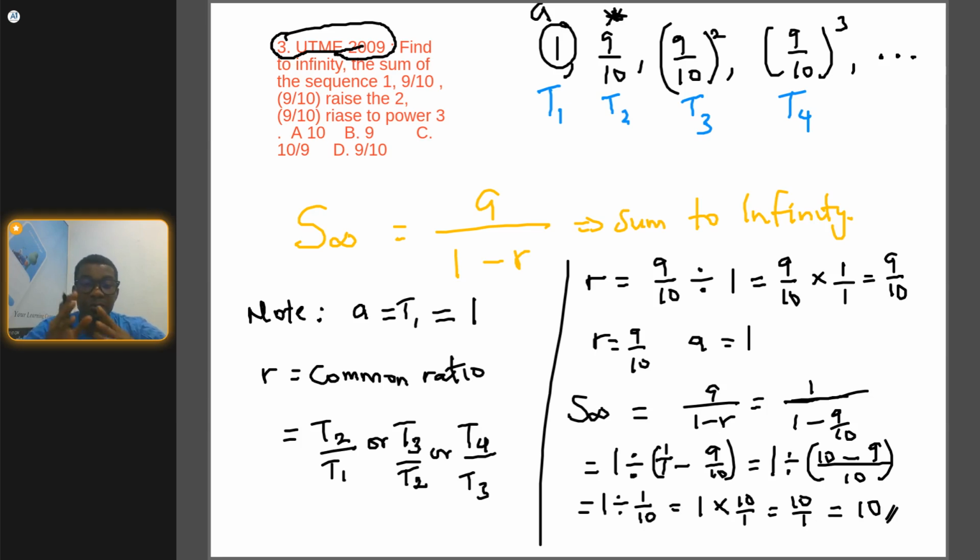So the sum to infinity of this sequence is 10. And let's check the option. The correct answer is option A.